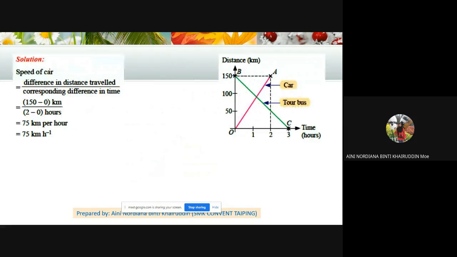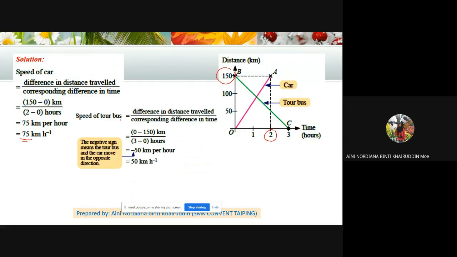So speed for car: difference in distance travelled over corresponding difference in time. So distance dia 150 kilometer. Masa dia 2 hours. So 150 divided by 2. So this is the speed for the car. Next we calculate the speed for the tour bus.